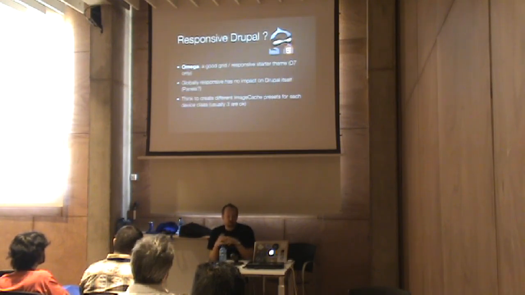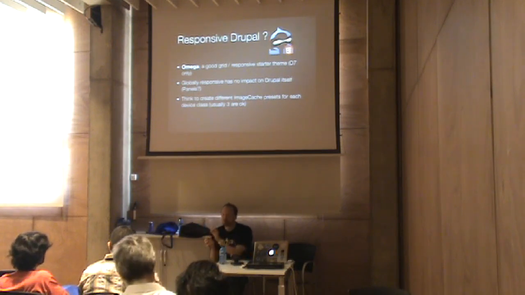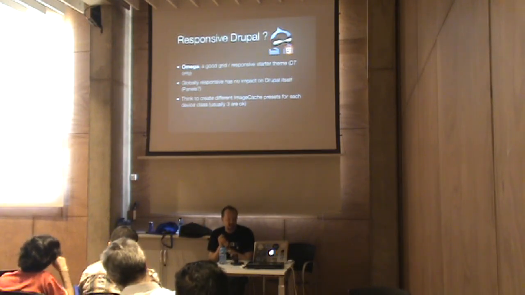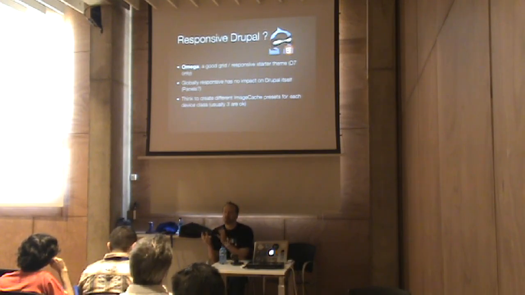So on the side of Drupal, you don't have so much about responsive design. You have, of course, starter kits, themes like Omega. We use Omega a lot. It's a good responsive starter theme. And that's pretty much all. I mean, globally, responsive design has a very low impact on Drupal itself. Maybe Panels to move blocks around, and you just need to create different ImageCache presets because it's important not to download big images for small devices.